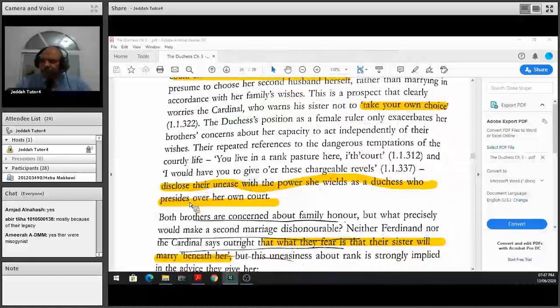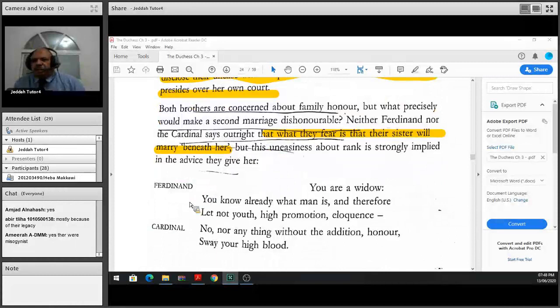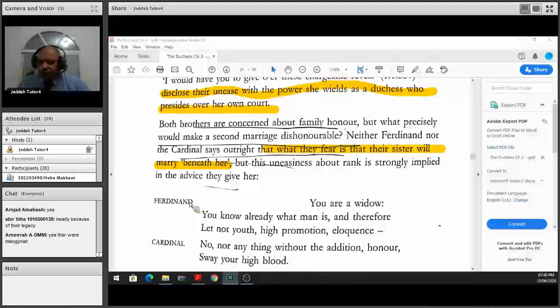Another reason for opposing the marriage, mind you, would be the idea that perhaps she will marry beneath her class, and this is obviously a crime. Remember when we spoke about the idea of class fixity, the fact that you have to stick to your class? This is one of their insecurities and concerns. If she decides to remarry, who knows, she may get married to somebody beneath her, which is another dishonoring of the honor of the family, obviously.